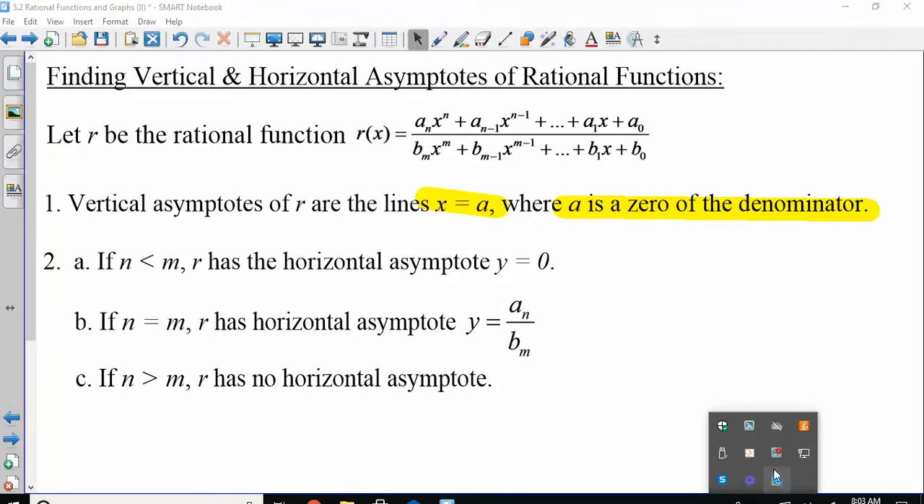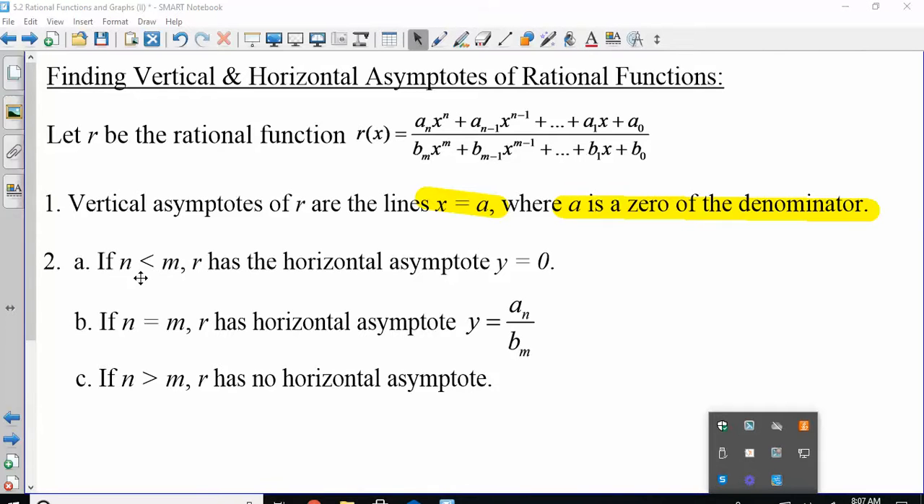Okay, so to find vertical asymptotes, you just set the bottom equal to 0, which we talked about Tuesday when we talked about the domains. Basically, the values that x can't equal are where you get those vertical asymptotes. The horizontal asymptotes are based on the degree.